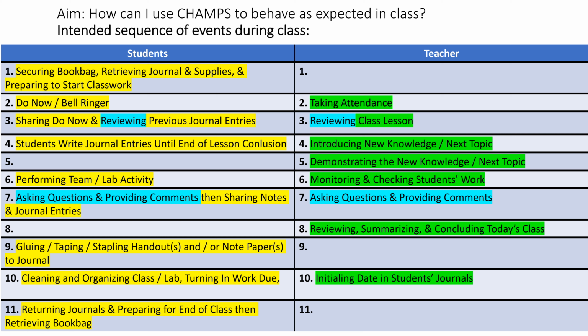This is a table that separates students' and teachers' tasks during each event. The students' tasks are on the left side of the table and the teachers' tasks are on the right side. The students' tasks are also highlighted in yellow and the teachers' tasks are highlighted in green. Tasks that are the same for the students and teacher are highlighted in blue.